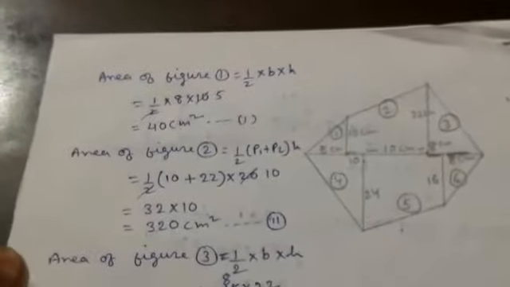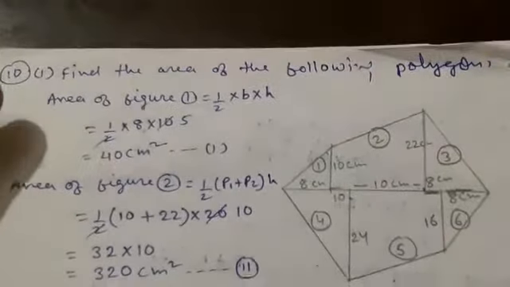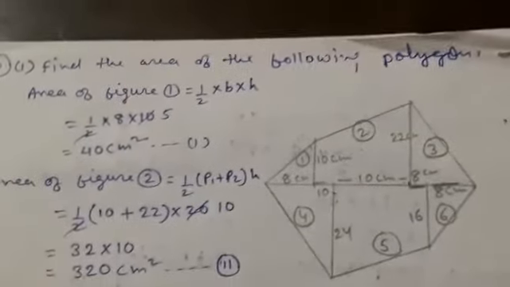Let us see the next question. Now we will see question number 10, first part. It is given, find the area of the following polygon.